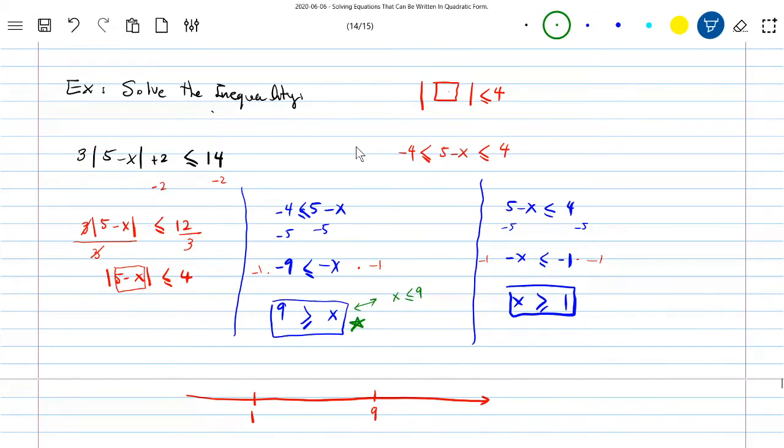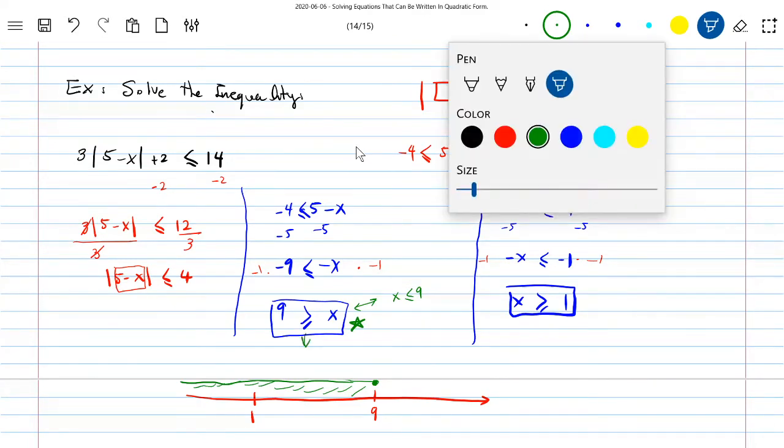So this is 9. Since you have equality option, there is a closed circle. X less than or equal to 9 becomes this section. Everything less than 9. All this area. You do not stop at 1. This is the solution to this equation.